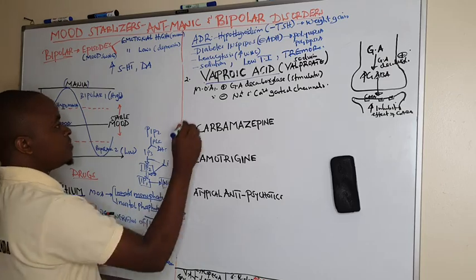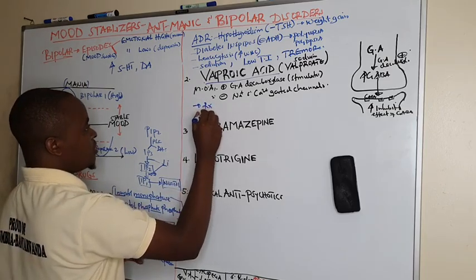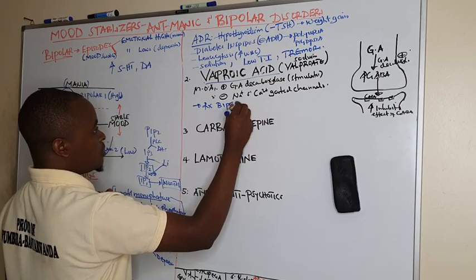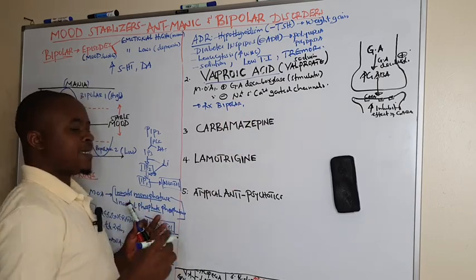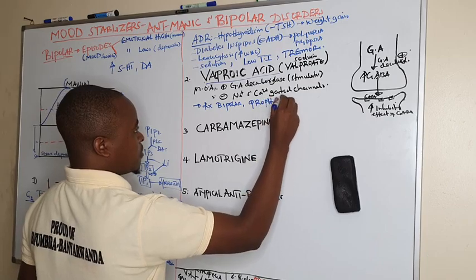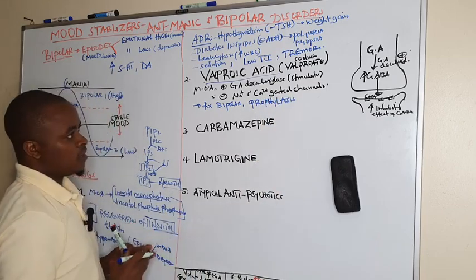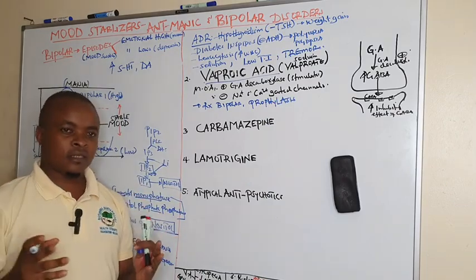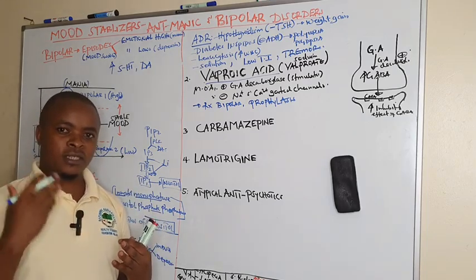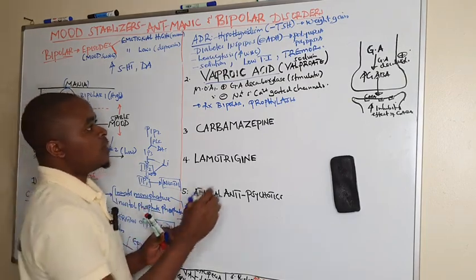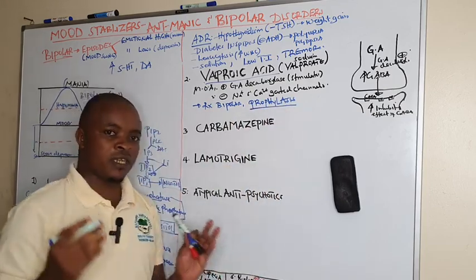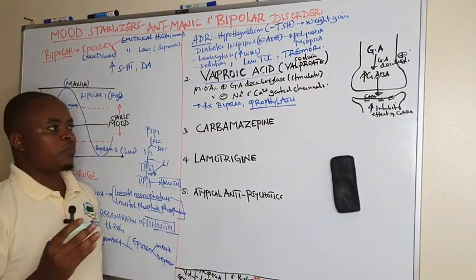And indication, we can use it in treatment of people who have failed treatment of bipolar, and it can also be used as a prophylaxis to prolong the onset of mood episodes. That is prophylactically. That is what we can use it for. And apart from this, it can also be used in epilepsy. So that is valproic acid.